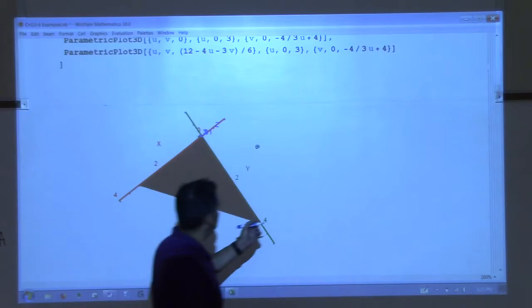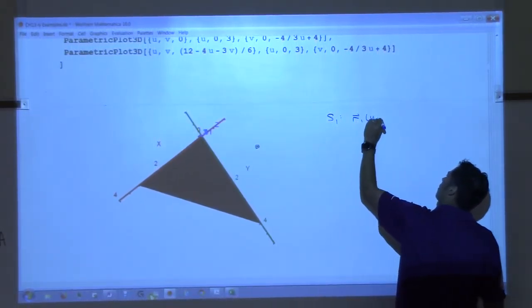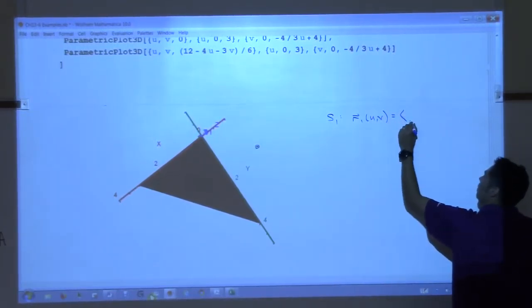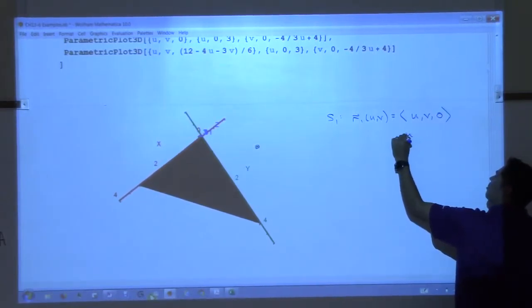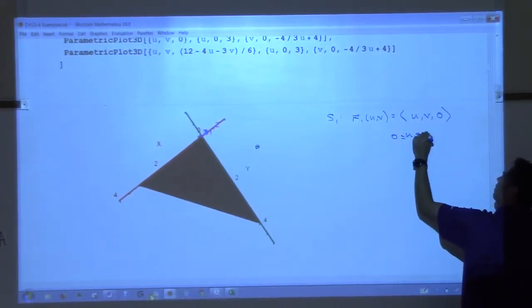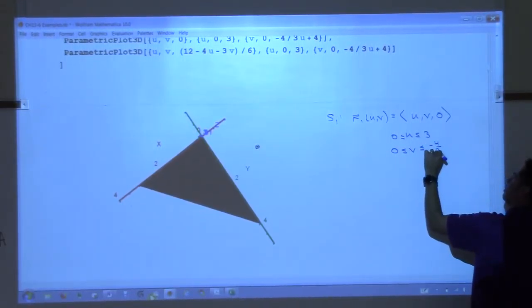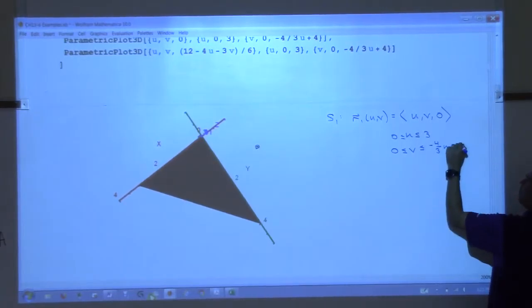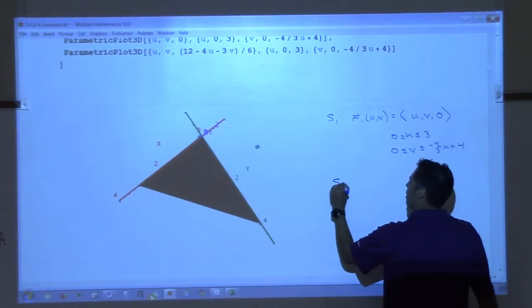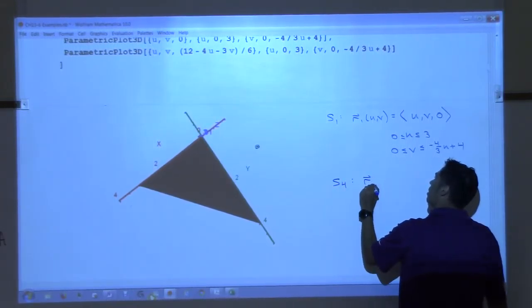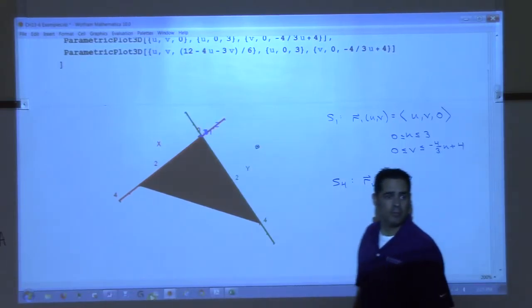Okay, what was S1? The vector function for S1, y'all can tell me, it was UV0, right? And then we had restrictions on U were between 0 and 3, and V was between 0 and negative 4/3 U plus 4, right? That drew me S1. What is the big difference between S1 and S4? What is the huge difference? Because they look exactly the same from above.